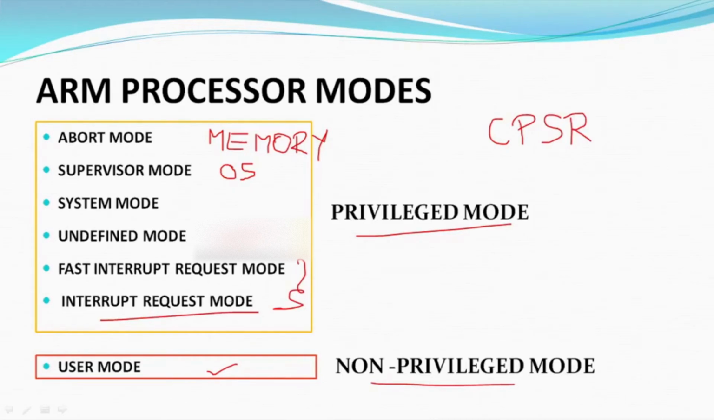One main thing which differentiates privileged and non-privileged mode is, in case of privileged mode, each of these modes has the right to modify the mode bits of the CPSR register. By doing that, if the ARM processor lies in one of the modes, it can jump to any other mode. But that opportunity is not there for non-privileged mode like user mode.